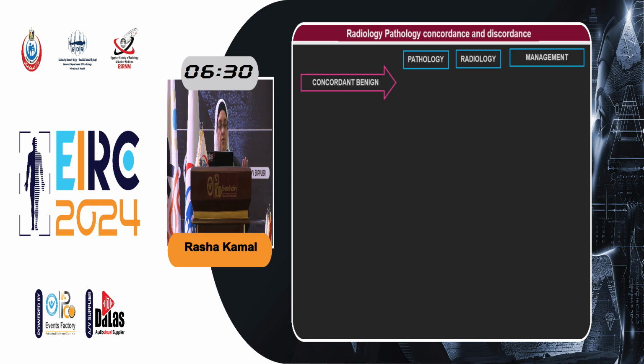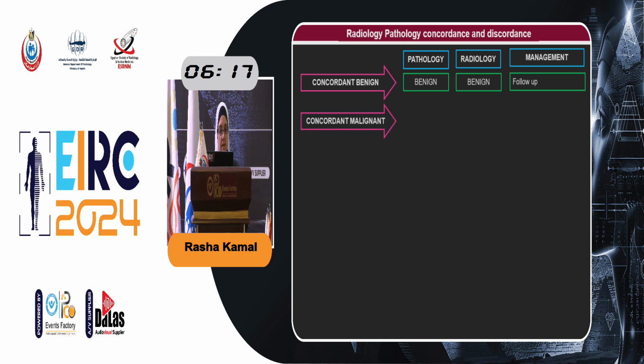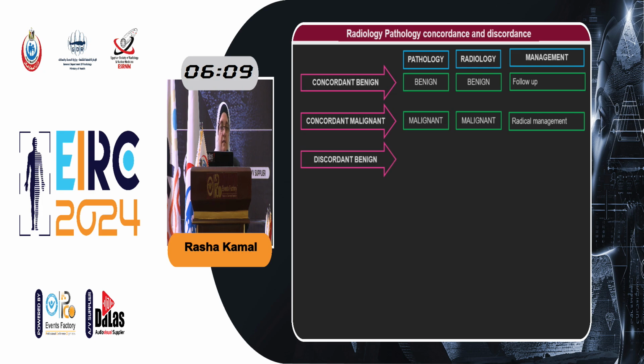First, we can have a concordant benign, and that's from the point of view of the radiologist, we say it is benign, and the pathology comes back with a benign pathology, and in this case, the patient should be put under follow-up. We have concordant malignant results. We say it is malignant, and the pathology report says it's malignant, and in this case, we have to proceed for radical management. Sometimes we have discordant benign results, and from the point of view of radiologists, this means that we say it is benign, but the pathology report comes back with a malignant pathology. So we have to discard what we said about the case, and we have to proceed for radical management.